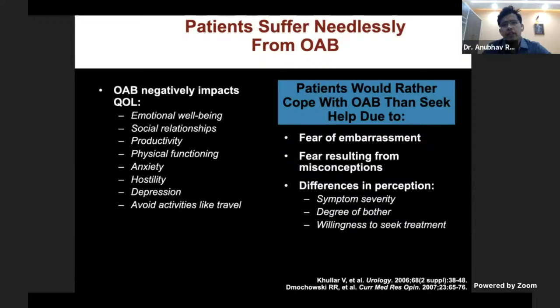So, as we have already discussed, patients suffer needlessly from overactive bladder. Overactive bladder negatively impacts quality of life. It has an adverse effect on the emotional well-being of the patient and on social relationships, productivity goes down because of absence from work, physical functioning is decreased, and it relates to unnecessary anxiety, depression, and mood disorders. People avoid activities like travel, and daily activities which give pleasure, like interaction with your children. So these are also getting hampered, and then the patients irreversibly go into anxiety, depression and these disorders. As we have already discussed, there is fear of embarrassment and misconceptions, and so these things make the patient needlessly suffer from overactive bladder.